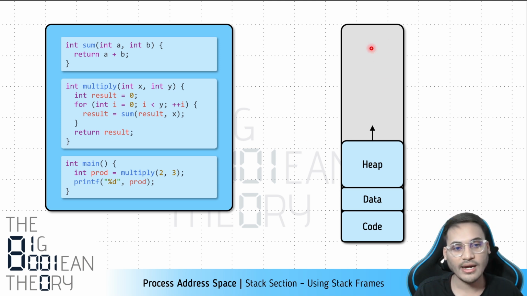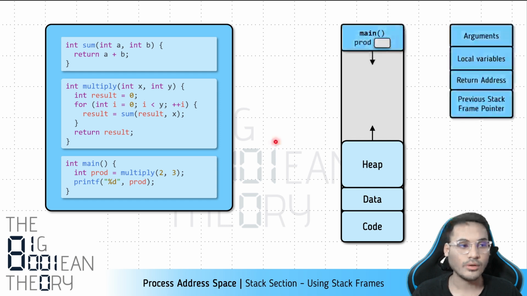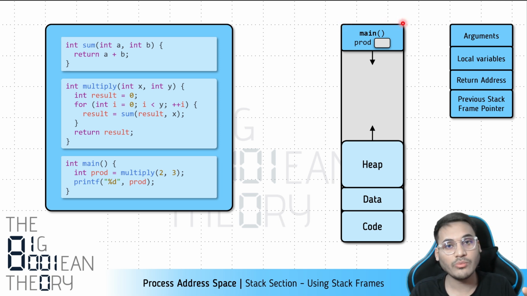Here we have the process address space. Initially, when no function call has been made, you can see the stack section is empty. Okay, so let's start with the main function. Let's make the first function call. As you can see, when the main function is called, we have pushed a stack frame corresponding to the main function, right? For every function call that we make, we will push a stack frame, and when we return from that function, we will pop the stack frame.